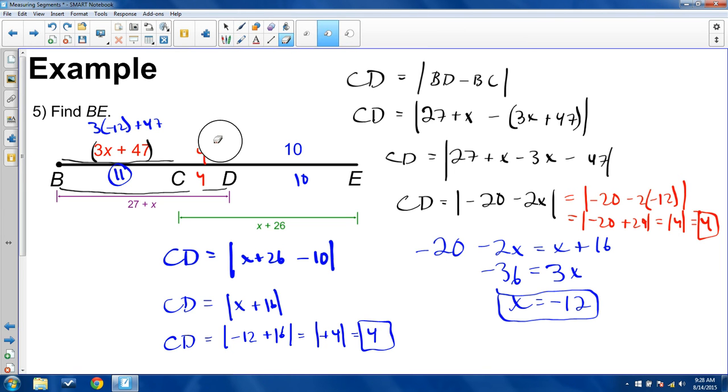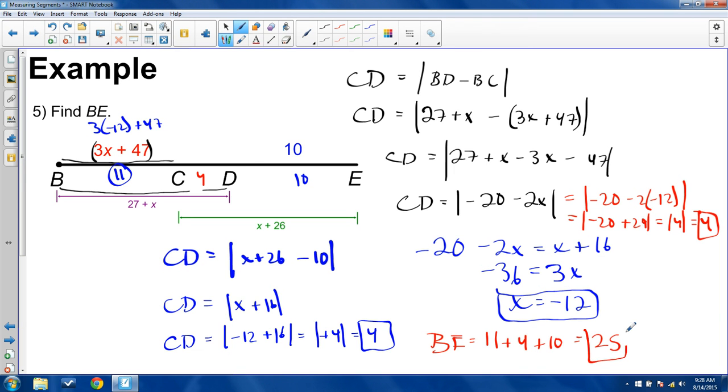So we need to add 11 with 4 with 10. So BE equals 11 plus 4 plus 10, which appears to be, what, 25? 25 units.